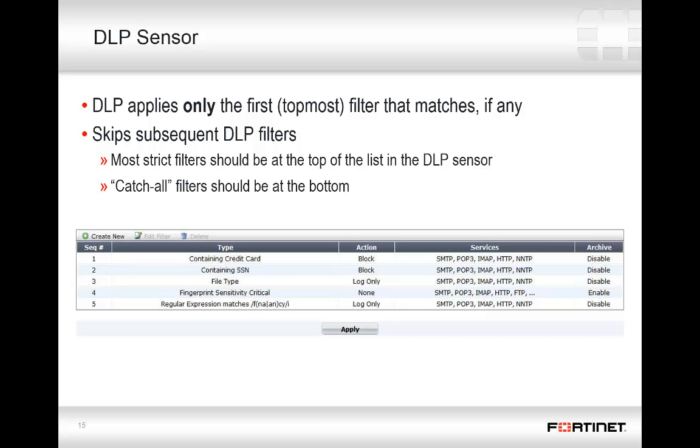Remember, DLP filters are evaluated for a match sequentially, from top to bottom, and FortiGate uses the first matching filter. So for example, let's say an email contains a credit card number, which filter 1 says to block, but also has sensitive text, which filter 5 says to log but allow. FortiGate will only use the first filter. The email will be blocked, not allowed.